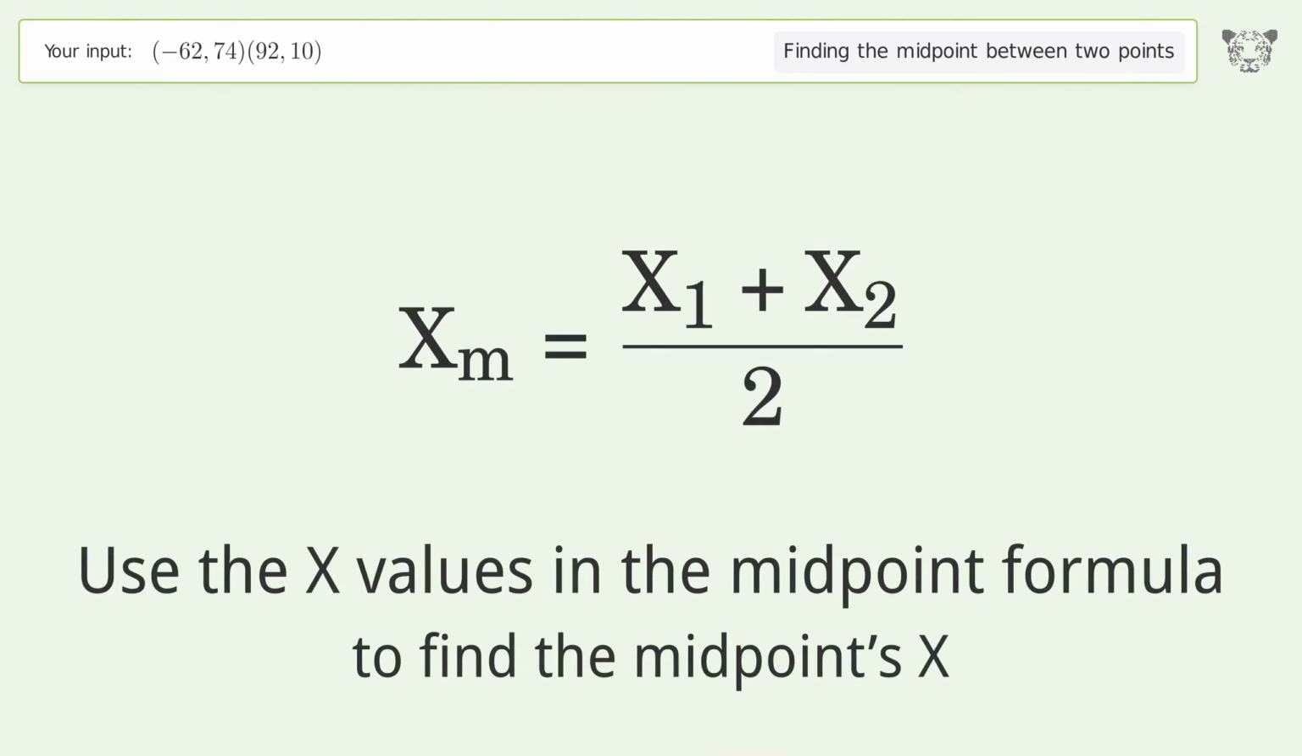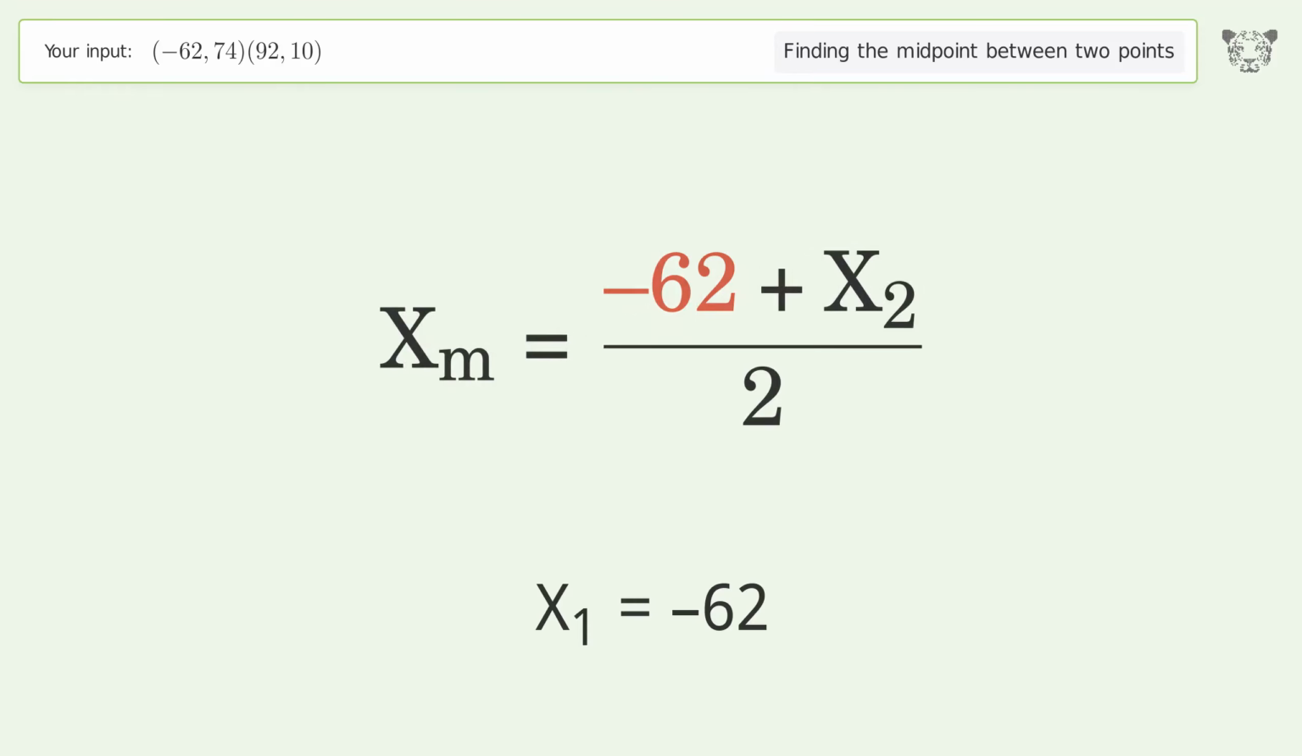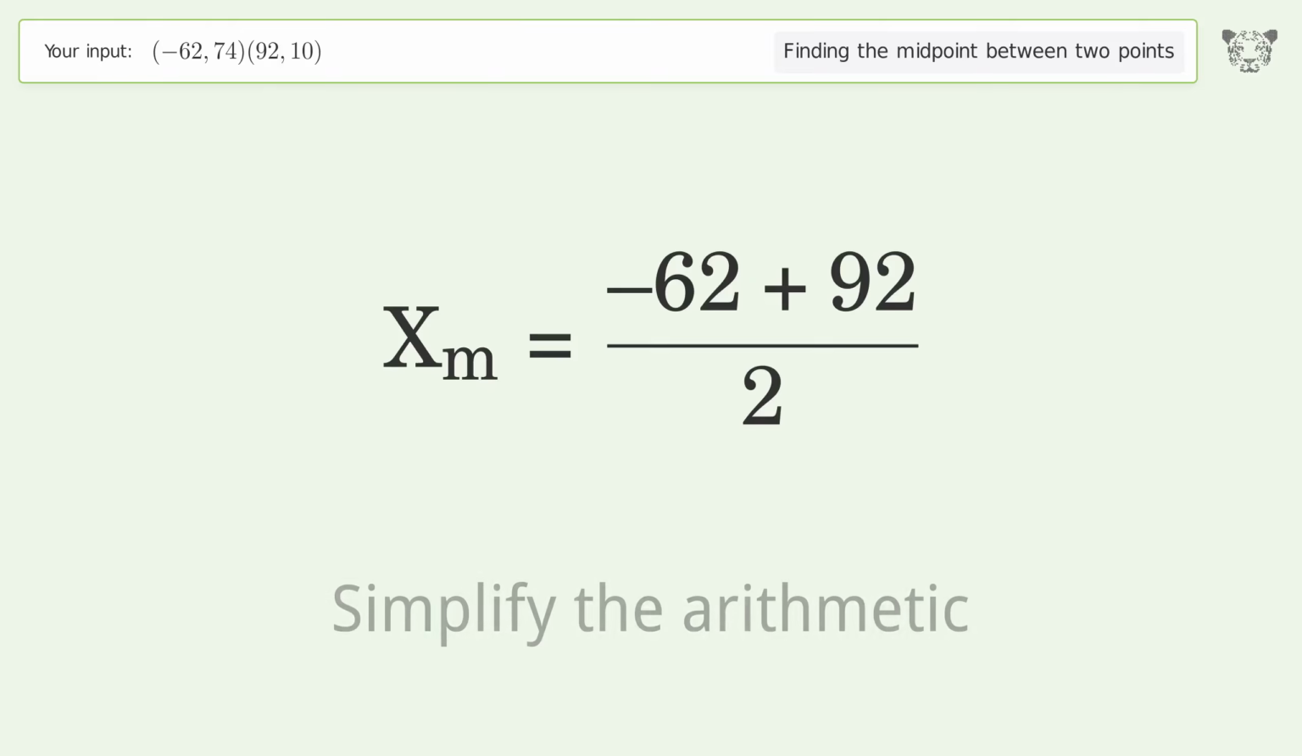Use the x values in the midpoint formula to find the midpoints x. x1 equals -62. x2 equals 92. Simplify the arithmetic.